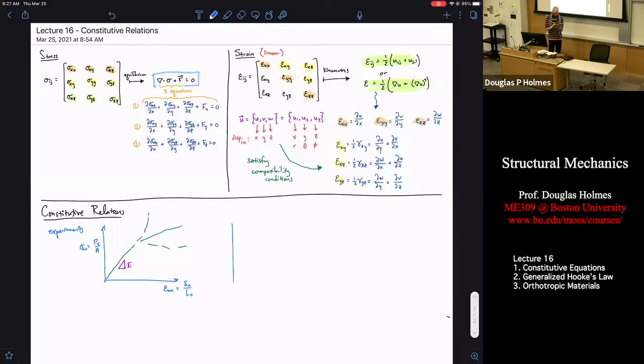You can do the same thing. You can measure your shear strain, gamma XY, measure your shear stress, which might be your shear force.